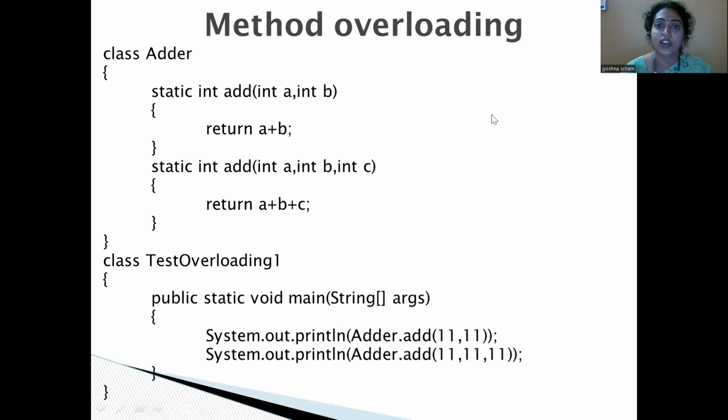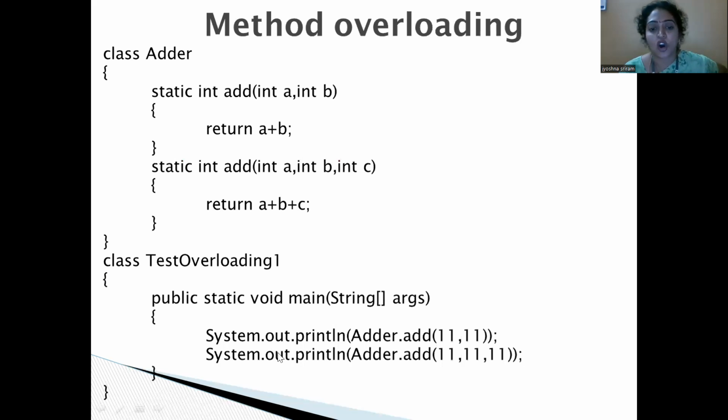This is an example program for method overloading. In this example, I have two classes, Adder class and TestOverloading1 class. In the Adder class, I have two methods: add with parameters int a, int b, and add method with three parameters a, b, and c. So the method name is the same, add, but I am taking different parameters. In the first method, I have two parameters. In the second method, I have three parameters.